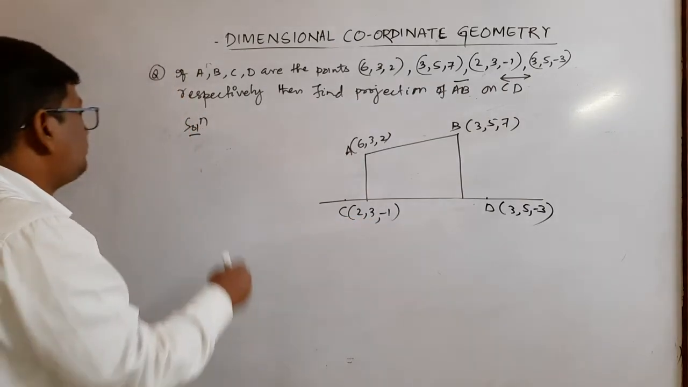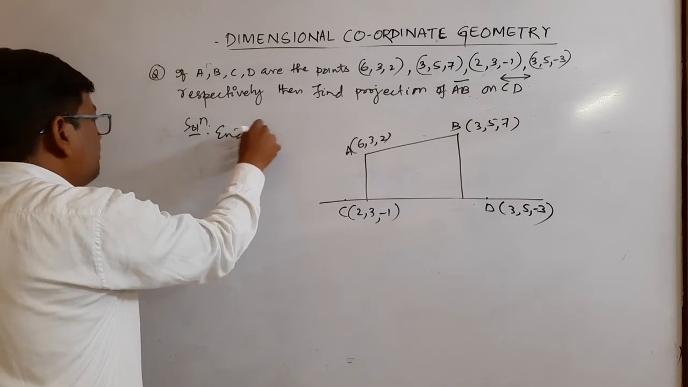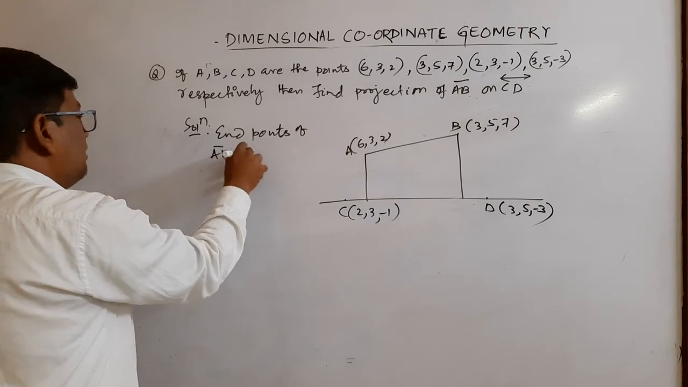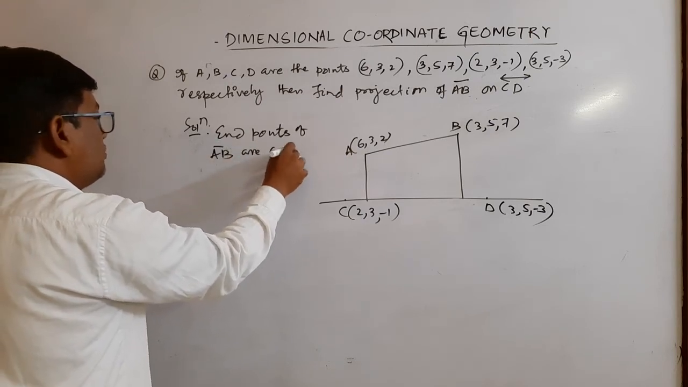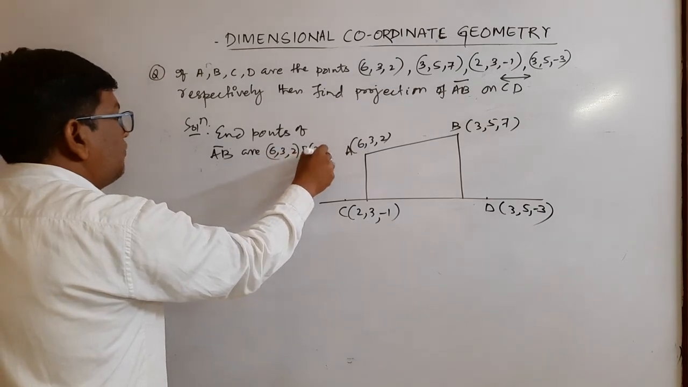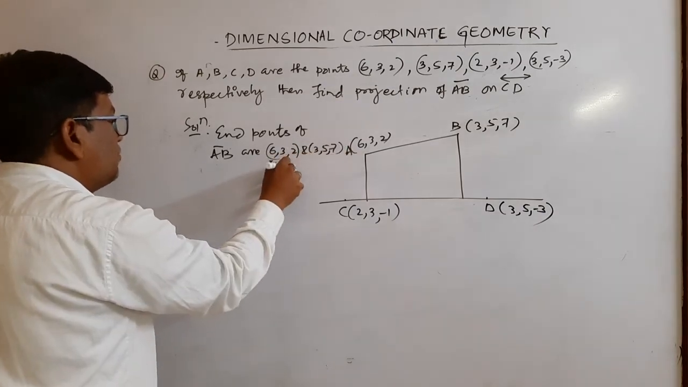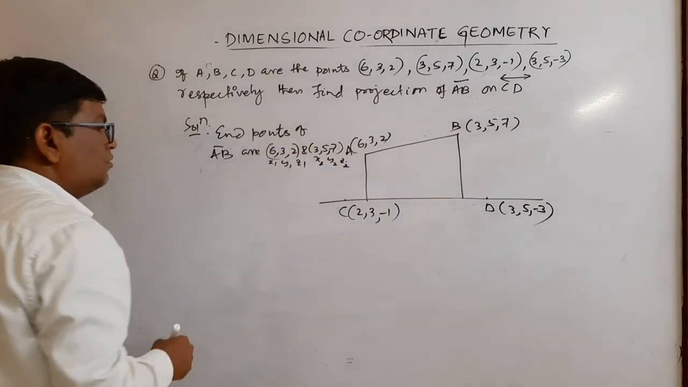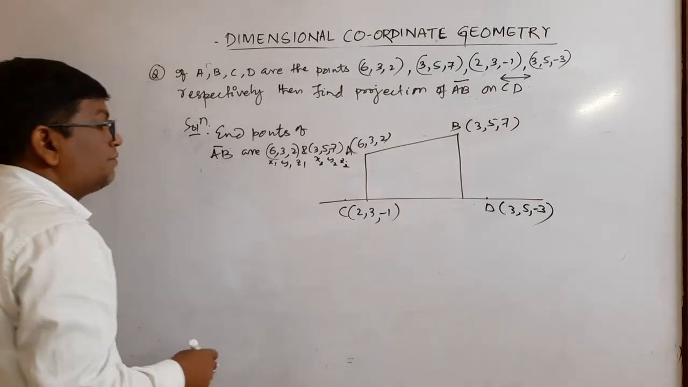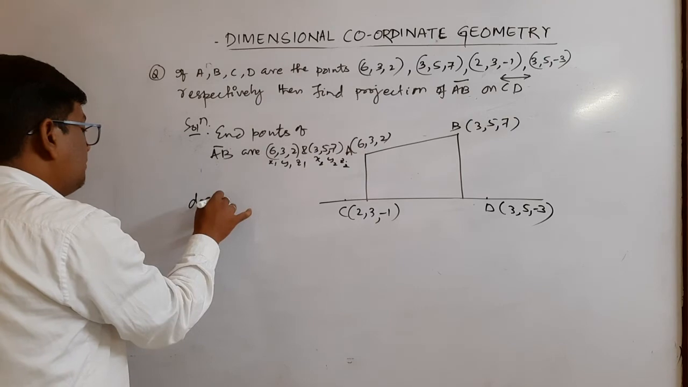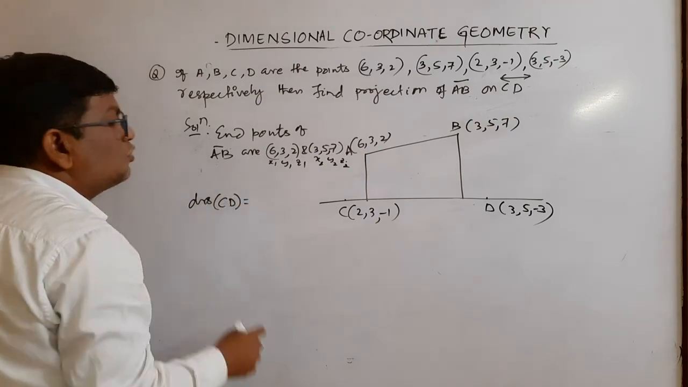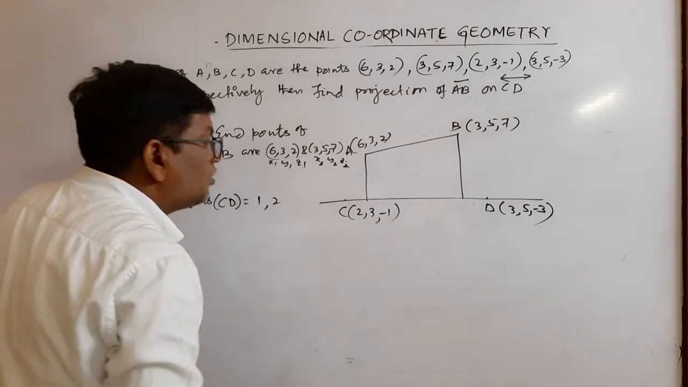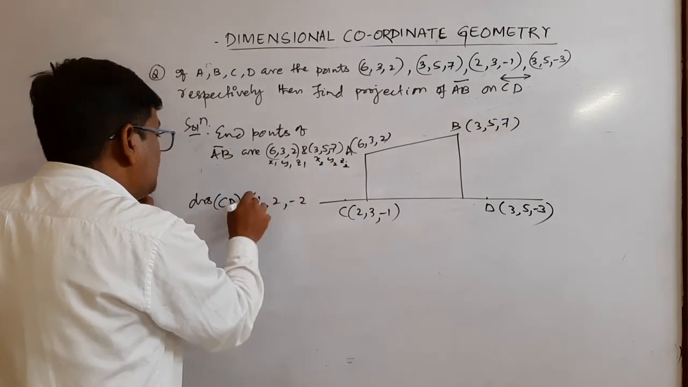Okay. Now the endpoints of line segment AB are 6, 3, 2 and 3, 5, 7. This is x1, y1, z1 and this is x2, y2, z2. Now, what is DRs of CD? DRs of CD, that is 3 minus 2 is 1, 5 minus 3 is 2, minus 3 plus 1 is minus 2. This is the DRs.